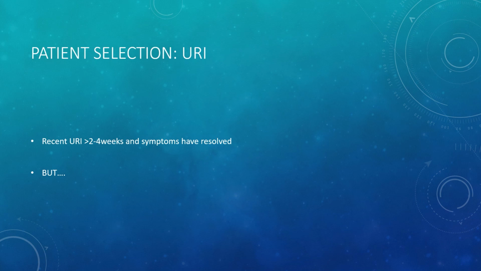Patients with upper respiratory tract infections, also very common in the pediatric population, but also in the adult population. The ballpark here is upper respiratory tract infection more than 2 to 4 weeks previously, and symptoms have resolved. Those patients are usually candidates for ambulatory surgical procedures.